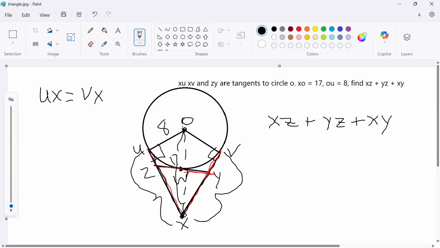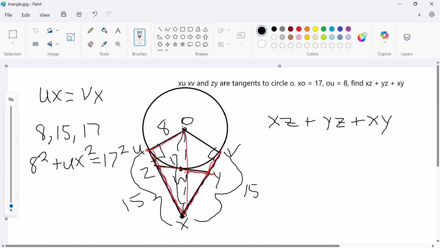These are right triangles. Here, I'll do the whole thing in red. This whole thing is a right triangle. So I know one side is 8, one side is 17. If you know your Pythagorean triples, you know that the other side is 15. So this is 15, this is 15. Or you can do the Pythagorean theorem, 8 squared plus UX squared equals 17 squared. And if you solve that, you get UX equals the square root of 17 squared minus 8 squared. So it equals 15.